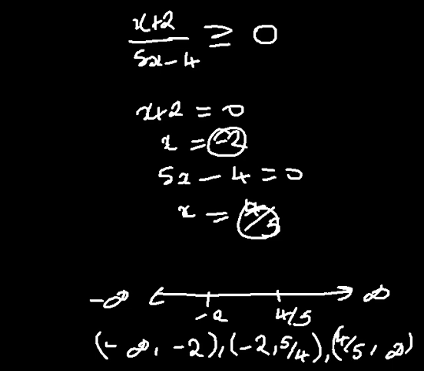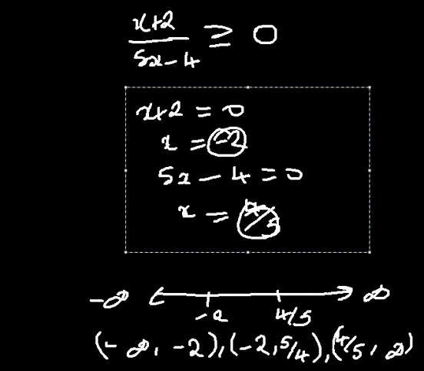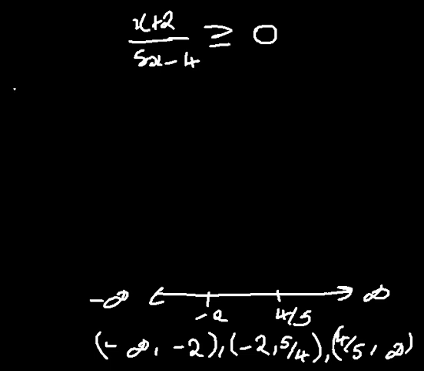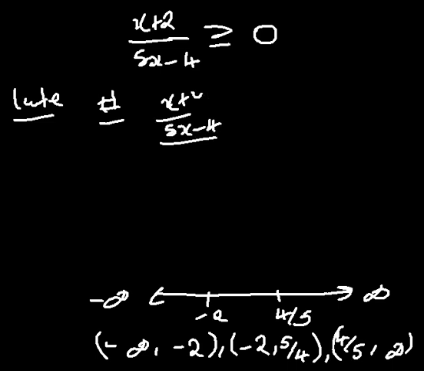And we should bring that on the testing table. What are the intervals? We have the intervals and the testing numbers, and where we should test the numbers is into x plus 2 divided by 5x minus 4. We have this.